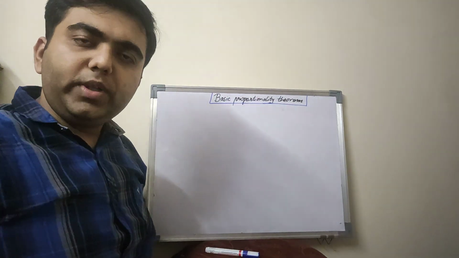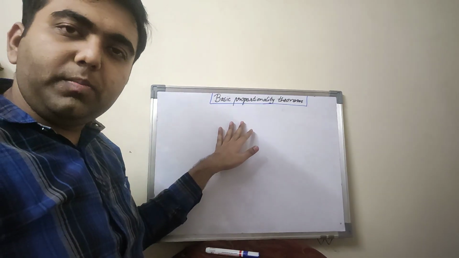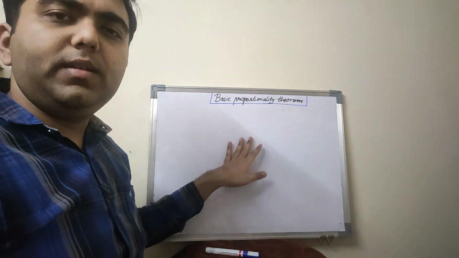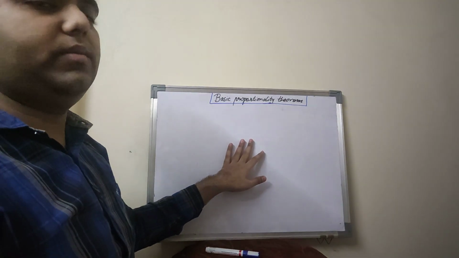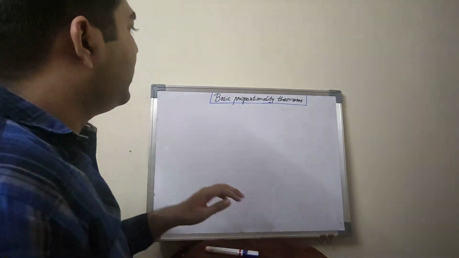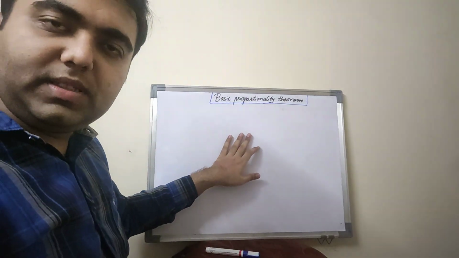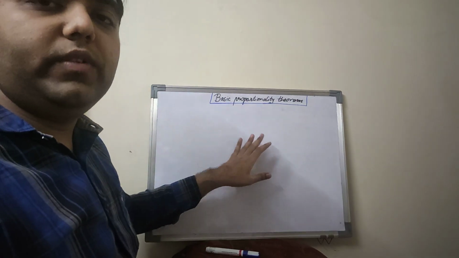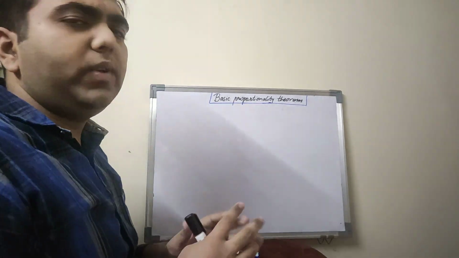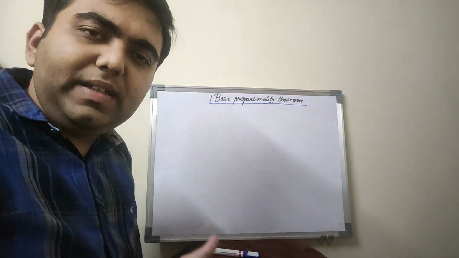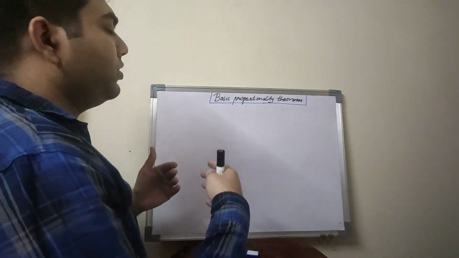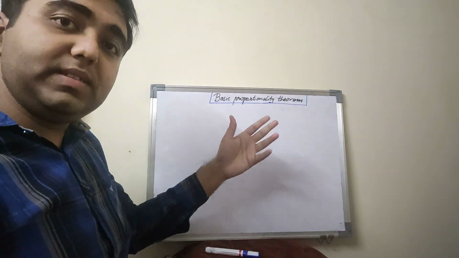Welcome back. In today's video, we will be talking about the basic proportionality theorem, a very important theorem in Euclidean geometry for the 9th and 10th standard. We will first see what the theorem says, then we are going to revise some basics which will involve proving the theorem, and then we will have the proof. So let's see what the theorem says first.